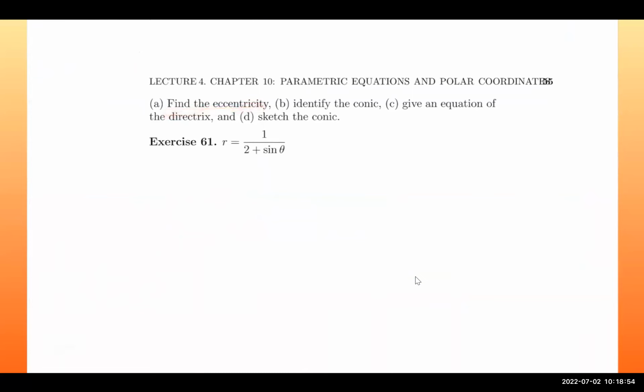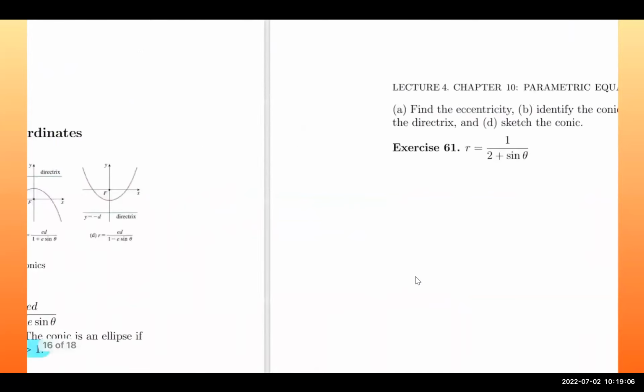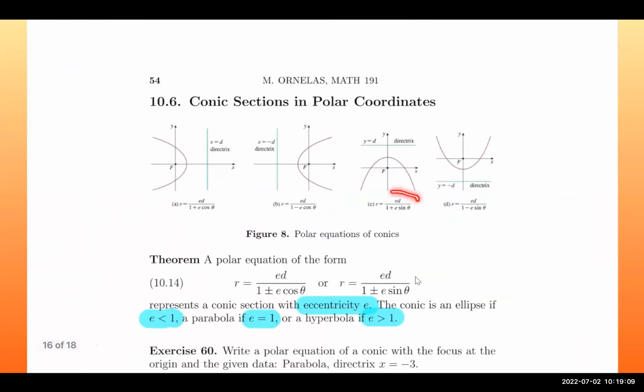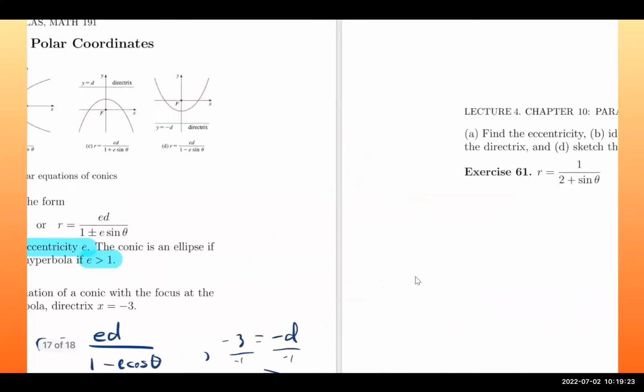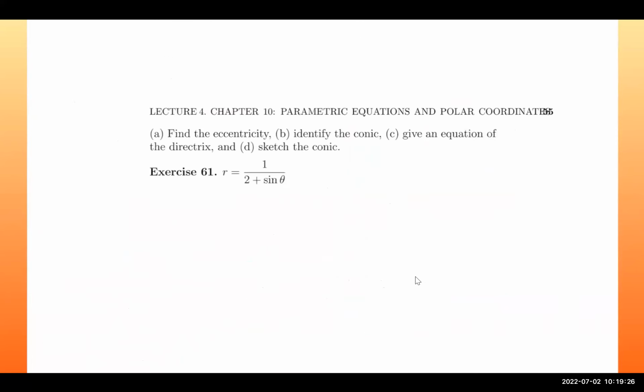Let's move on to the second one. This one has 4 parts. Find the eccentricity E, identify the conic, give the equation of the directrix, and then sketch the conic. Let's first identify which of the 4 types it's going to be. The plus sign with theta tells us it has to be this one, the only one that has a plus sign theta. So we know it's going to look like this. Let's just sketch it for now: the parabola is going to open down.